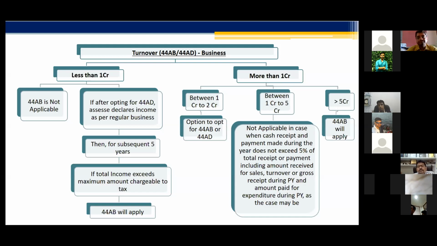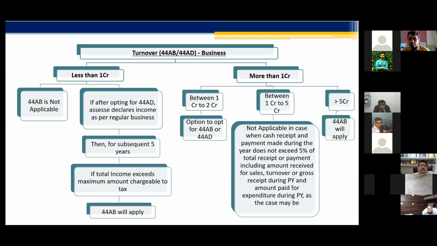Now coming to financial year 19-20, because 19-20 has not been good and my profits are below 8% or 6%, I don't want to opt for 44AD. Once I do not opt for 44AD, that presumptive scheme is not available to me for the subsequent 5 years. And if my income exceeds the maximum amount chargeable to tax, which is 2.5 lakhs in case of an individual proprietor, and in a firm even 1 rupee is taxable, then 44AB becomes applicable.